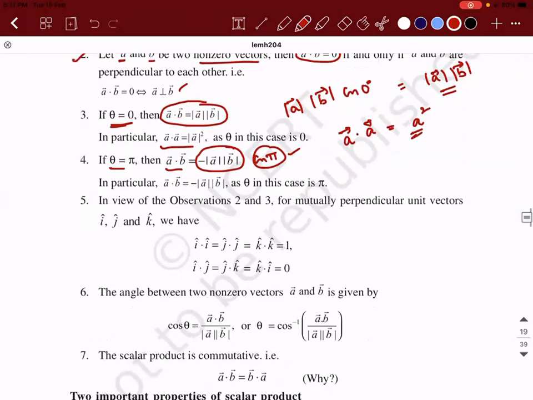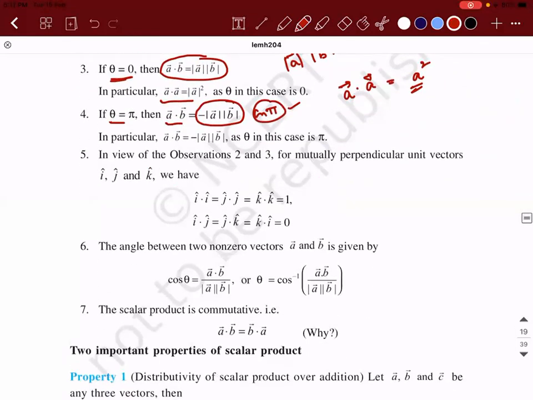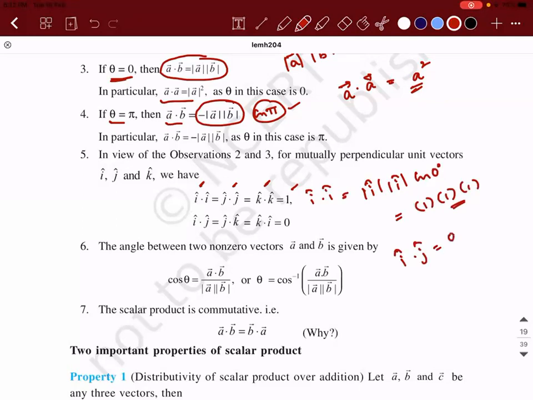From this, we can understand that if you do the dot product of I cap dot I cap, J cap dot J cap, and K cap dot K cap, you will get the answer as 1, because I cap dot I cap is magnitude of I cap into magnitude of I cap into cos of 0 degrees. This will be 1 into 1 into 1. So that is why it is 1. Whereas if you take I cap dot J cap, that comes out to be 0.